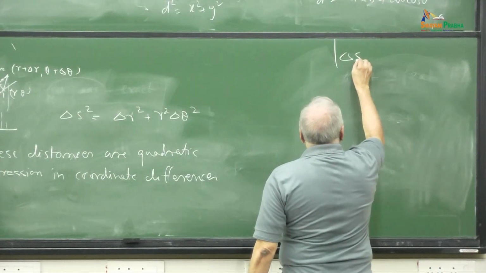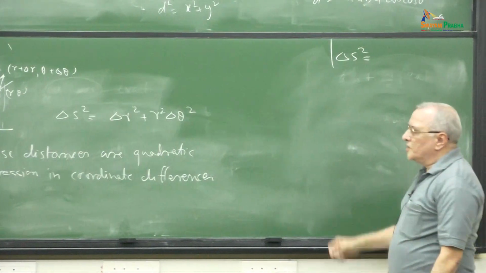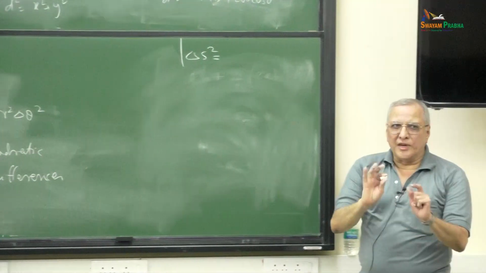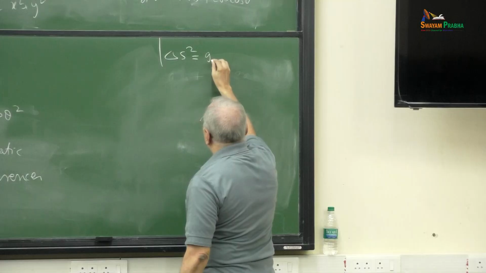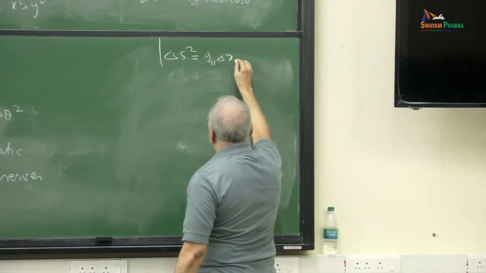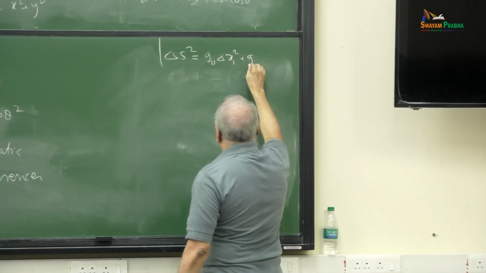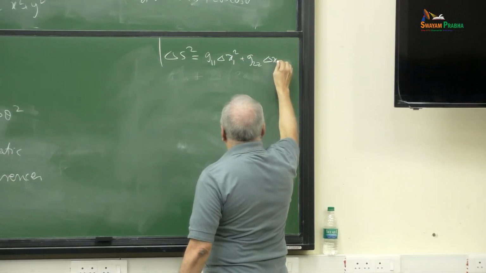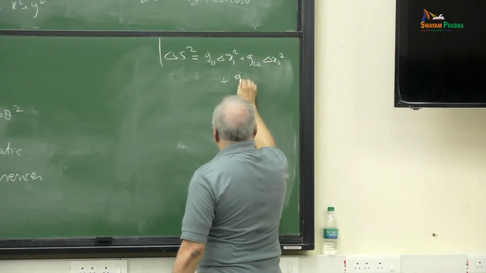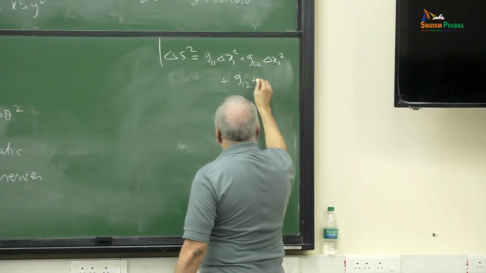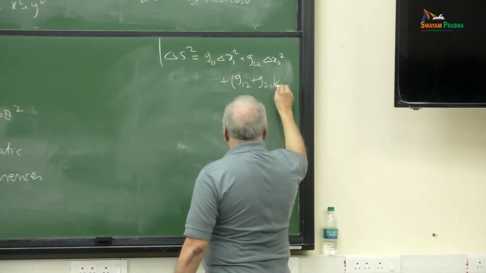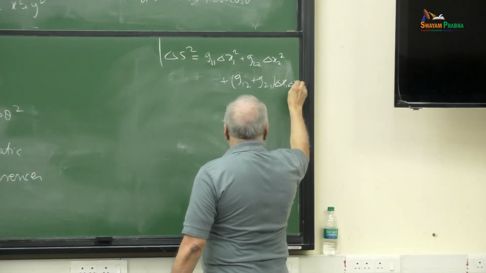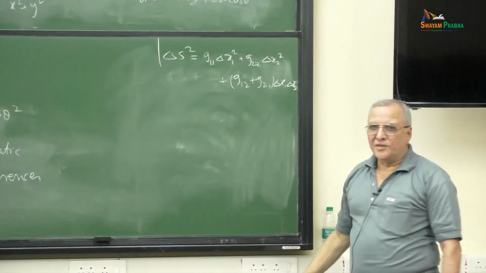So, delta s square. Now, since it is a general quadratic expression, I am just going to write it a slightly different way. I am just going to write it as g11 delta x1 square plus g22 delta x2 square plus g12, or say g21, delta x1 delta x2.